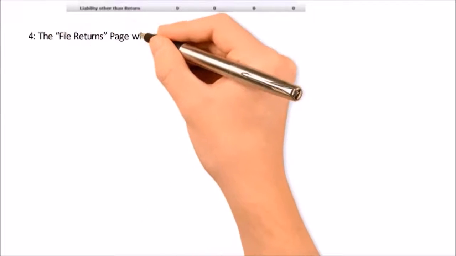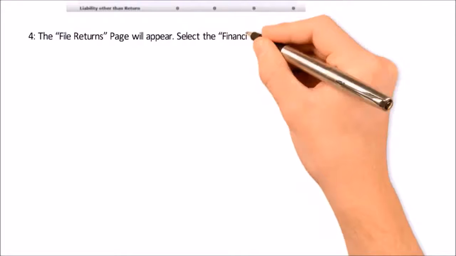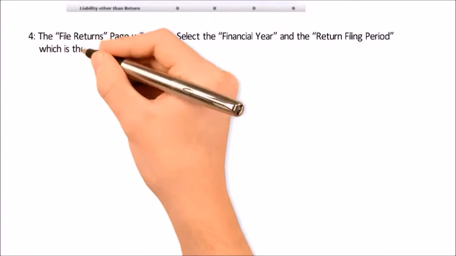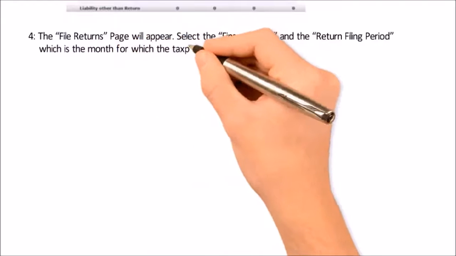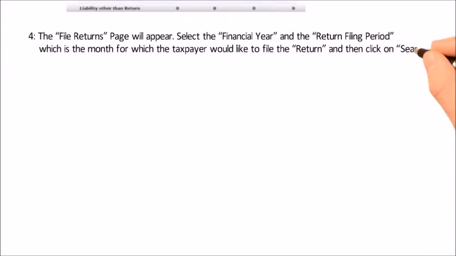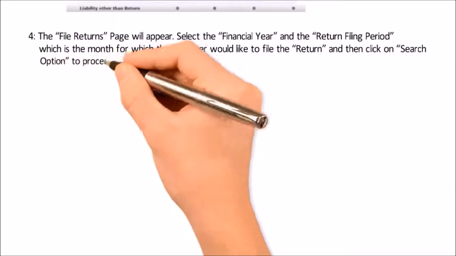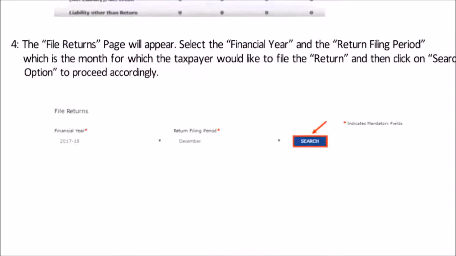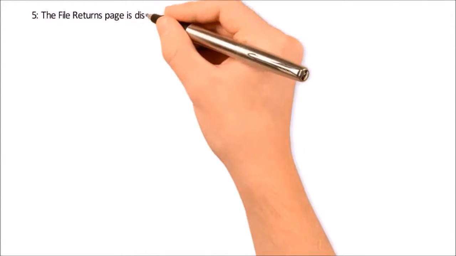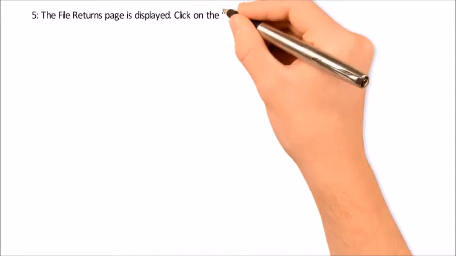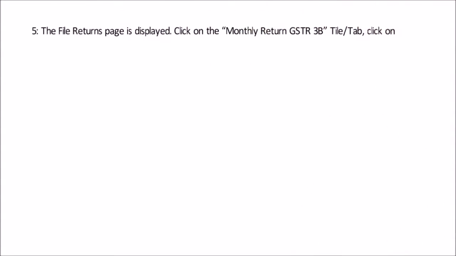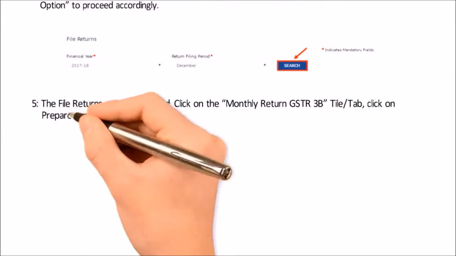4. The File Returns page will appear. Select the financial year and the return filing period, which is the month for which the taxpayer would like to file the return, and then click on the Search option to proceed accordingly. 5. The File Returns page is displayed. Click on the Monthly Return GSTR-3B tile, then click on Prepare Online.